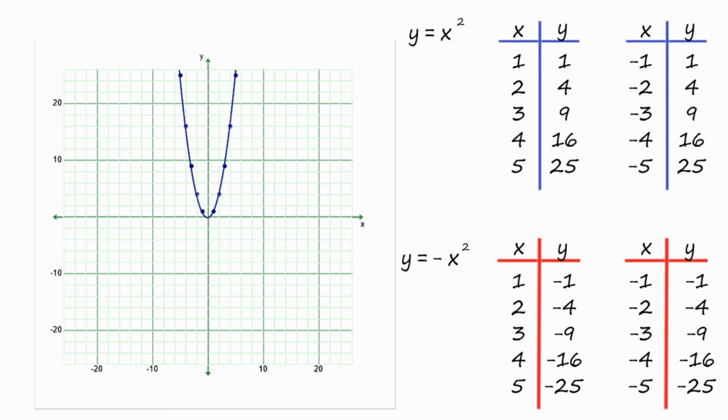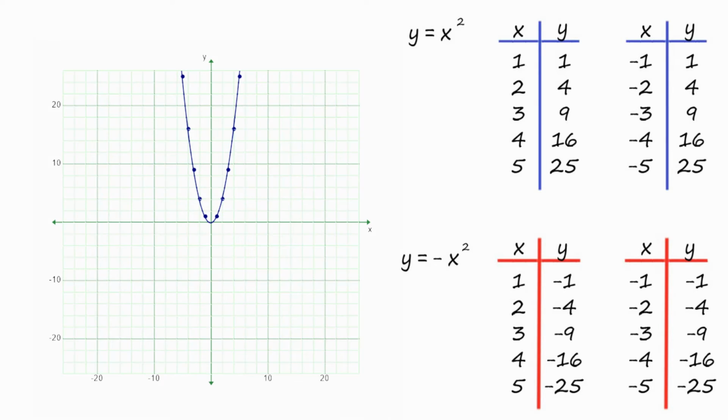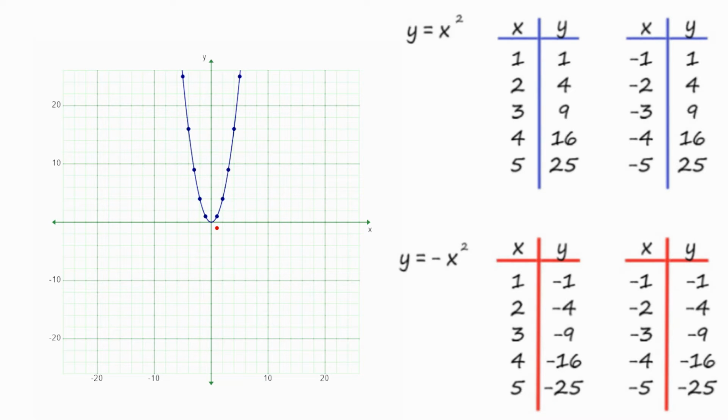So let's plot that on our graph and see what that looks like. Let's draw (1, -1), (2, -4), (3, -9), (4, -16), and (5, -25). And going the other way, (-1, -1), (-2, -4), (-3, -9), (-4, -16), and (-5, -25). And draw our line. And that's the parabola for y equals -x squared.